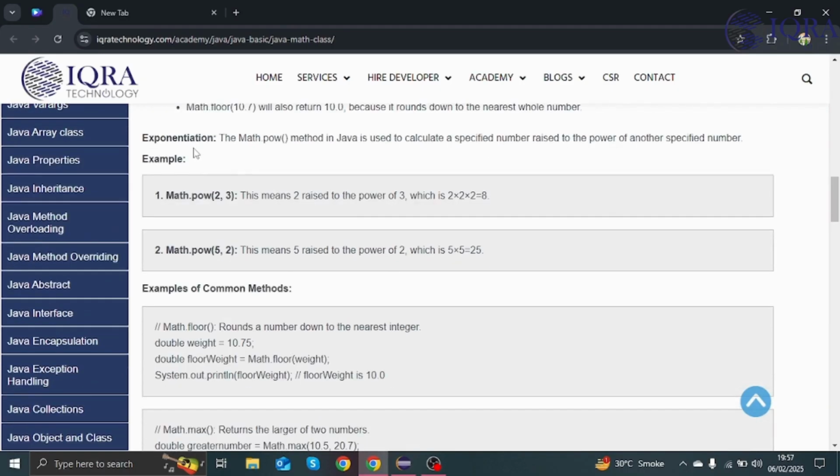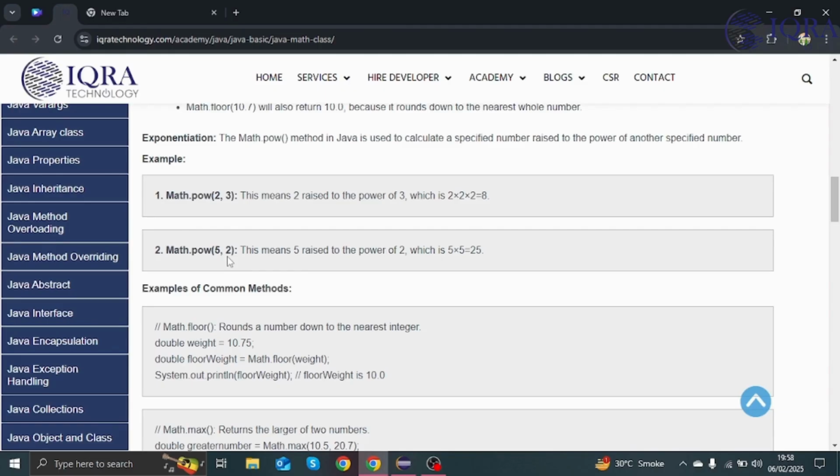Now next we have exponentiation. Exponentiation basically means the power of a number. The Math.pow method in Java is used to calculate a specific number raised to the power of another specific number. Like here, if we use Math.pow and give 2 and 3, the first value will be multiplied by itself the number of times given here. So 2 will be multiplied by itself thrice: 1, 2, 3, which will result in 8. Similarly, if we give 2 here, it will multiply 8 twice.